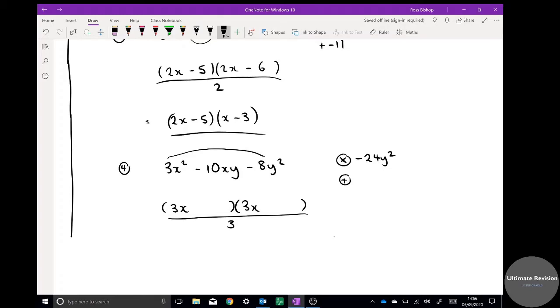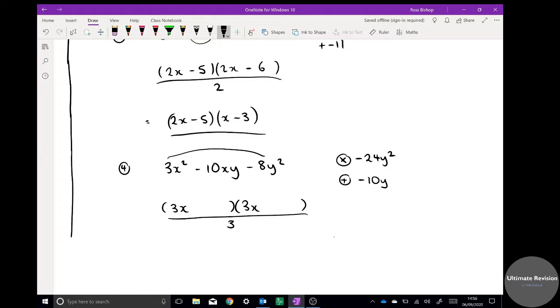Don't fall into that trap. It's whatever's in front of the x. So the y could have been written in front of the x as well. So it's actually minus 10y. So what two things multiply to minus 24y squared and add to negative 10y?